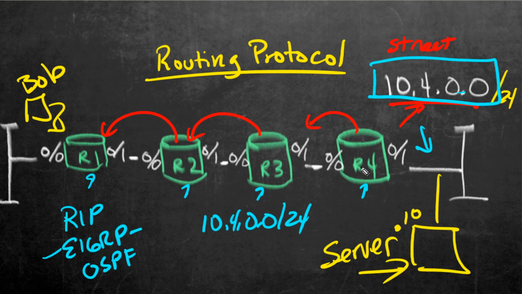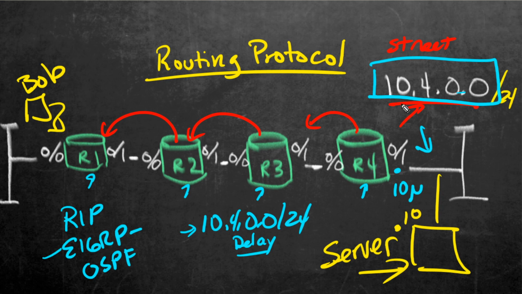Now, as R4 communicates over to R3 and says, hey, I know about this network, this street, 10.4.0, it's also going to share with R3 something called the delay. Now, a delay is associated with an interface by default. So if this interface is a gigabit interface, the delay is 10 microseconds. Now, a microsecond is one millionth of a second.